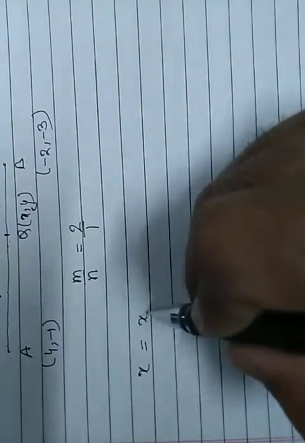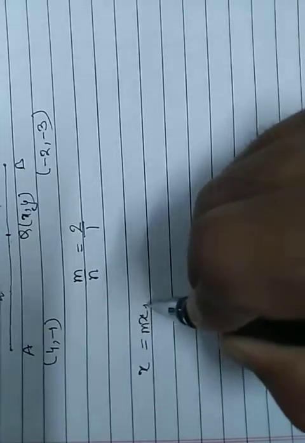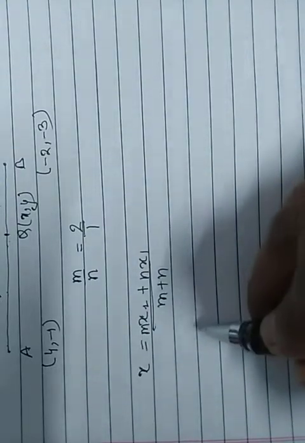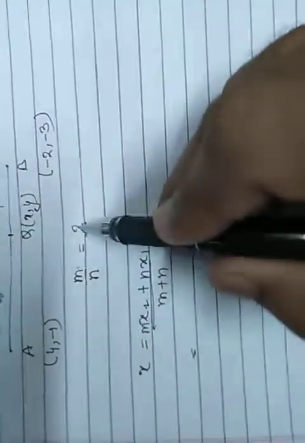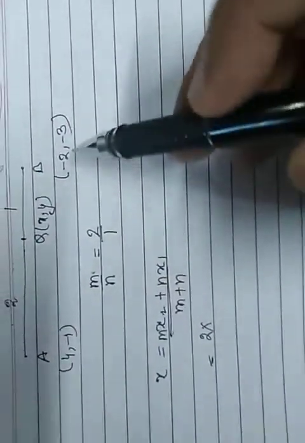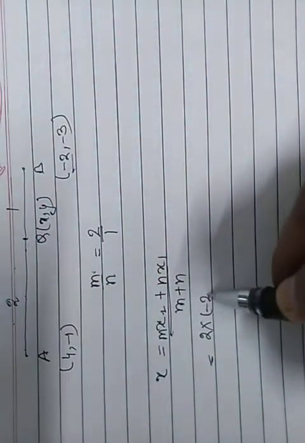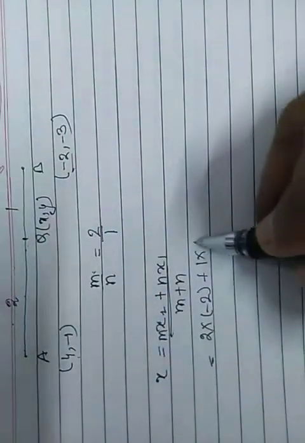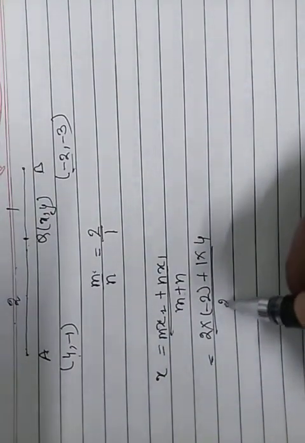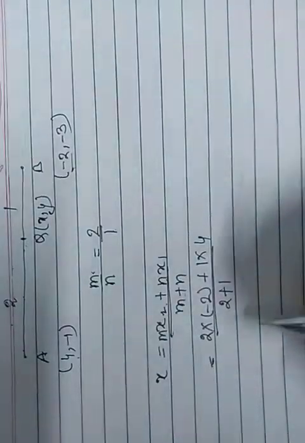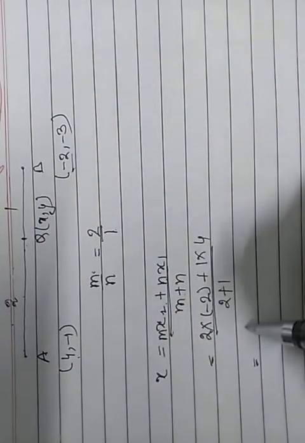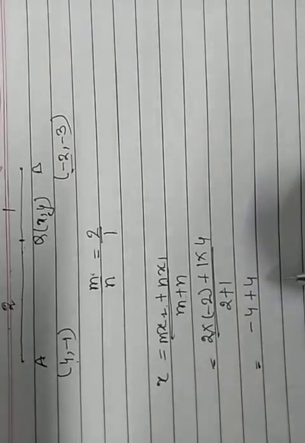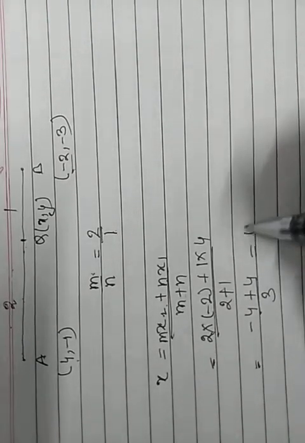So the formula for x is mx2 plus nx1 upon m plus n. The value of m is 2 and x2 is minus 2. The value of n is 1 and x1 is 4, and m plus n is 2 plus 1, 3. So 2 into minus 2 is minus 4 plus 4 upon 3. So this time the coordinate of x is 0.